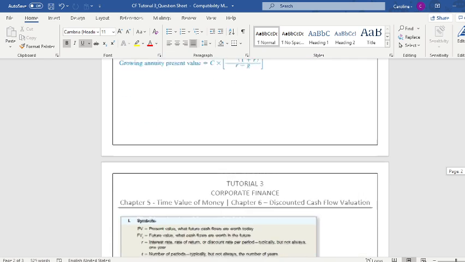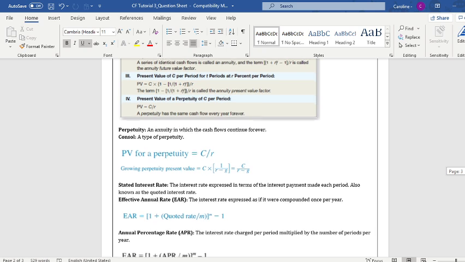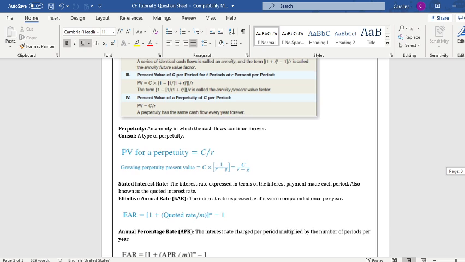And the last one is multiple cash flows in the case of perpetuity. Perpetuity itself is an annuity in which the cash flow continues forever. So you can expect to receive the cash flows for, quote unquote, infinity period of time. Those are the three kinds of cash flow.